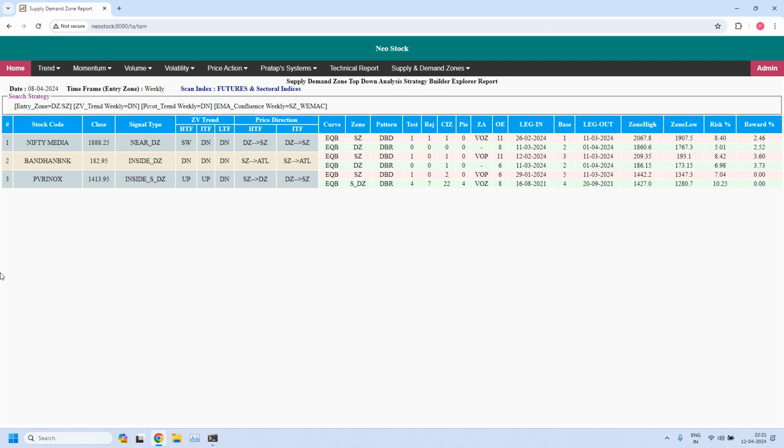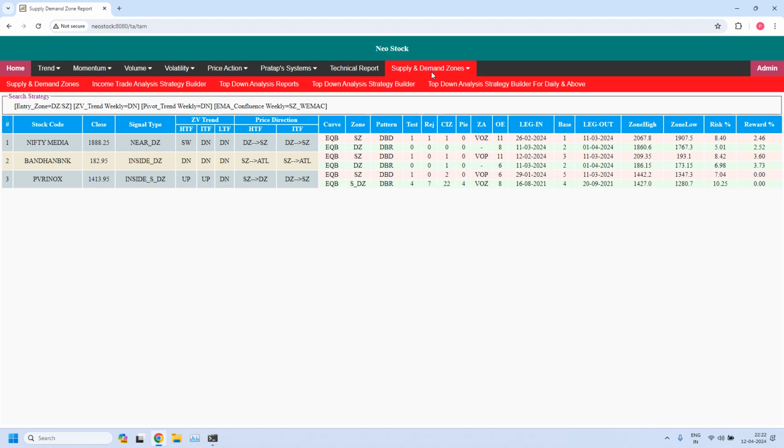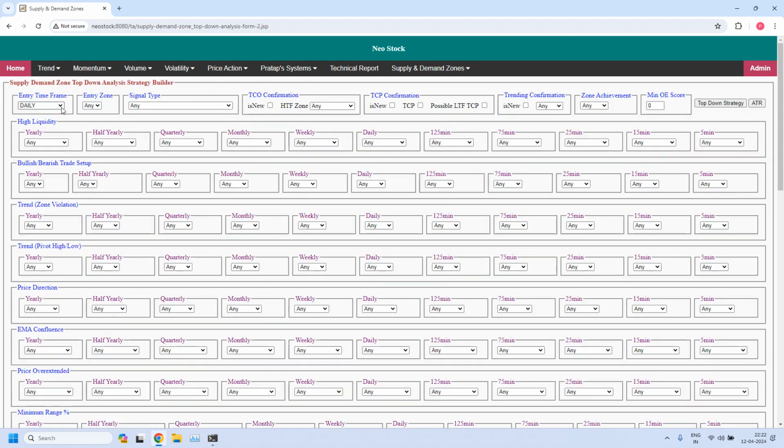The point you have to understand is that the zone violation trend, based on supply demand zones, is much faster compared to the higher highs and higher lows. If both are supporting the same trend, then these stocks are ultimate. So these are the reports based on weekly EMA confluence, and the final report: let me show you the complete list of weekly zones without any filters for your reference.